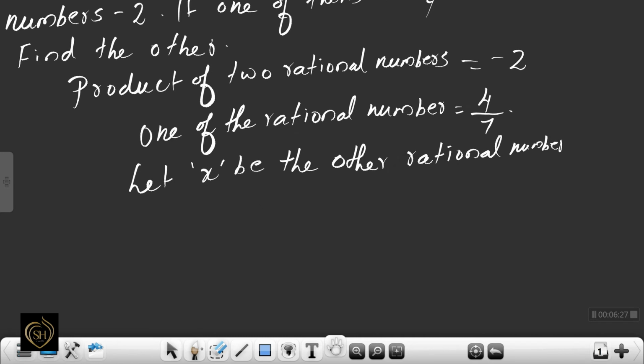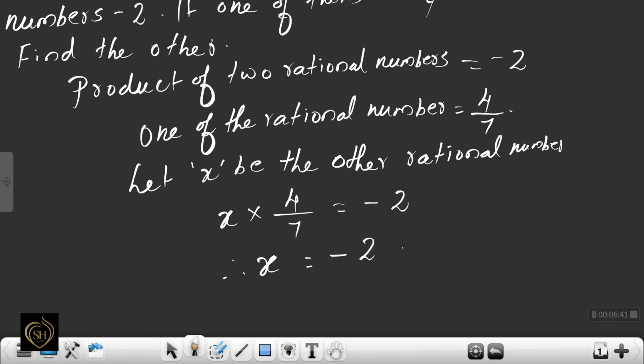Therefore, x into the one rational number 4 by 7, the product is equal to negative 2. Therefore, we want to calculate the value of x. Multiplying 4 by 7 is transferred, so negative 2 divided by 4 by 7. That is the same as negative 2 into 7 by 4. Then cancellation is possible here: 2 and 4. 2 2s are 4, 2 1s are 2. So, negative 7 by 2.